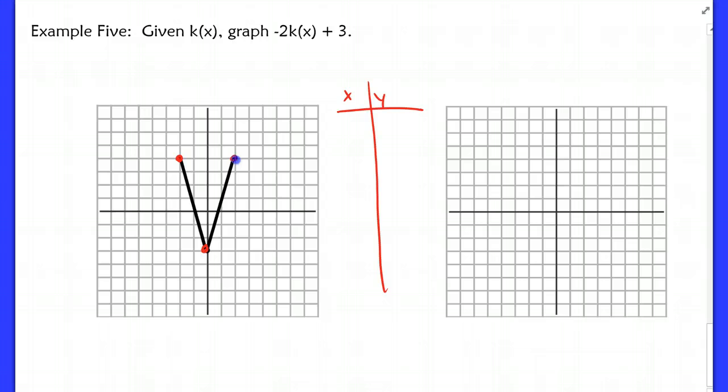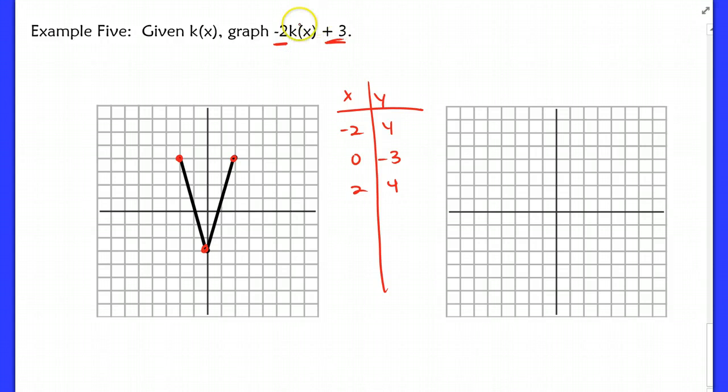I have 3 points here, negative 2, 4, 0, negative 3, and 2, 4. Okay, so let's take a look at the different translations here that occur. You have a negative 2 out in the front, and this plus 3.